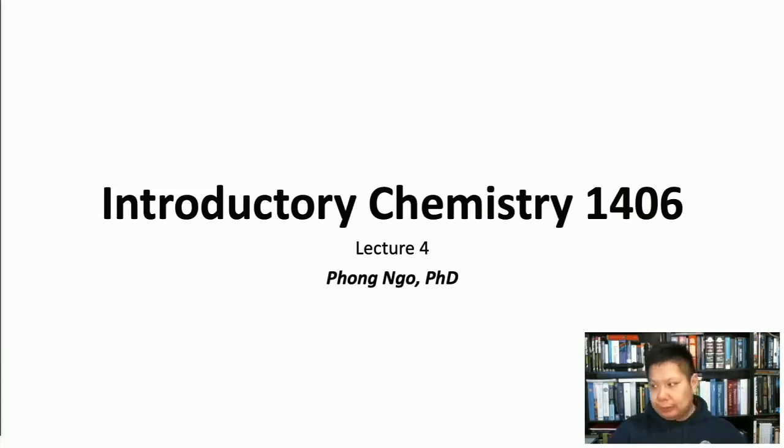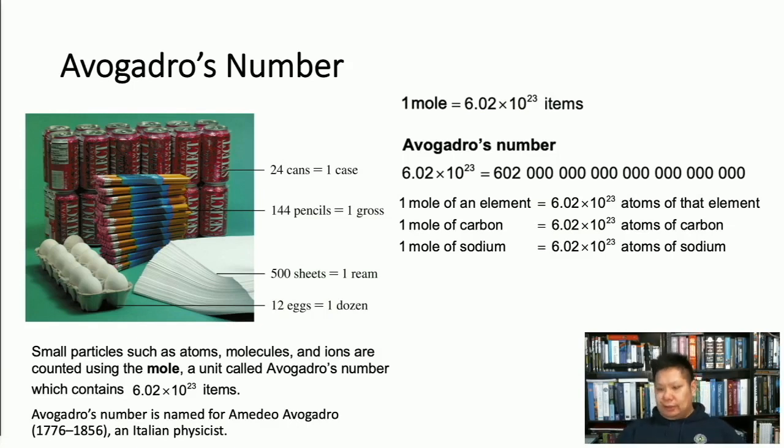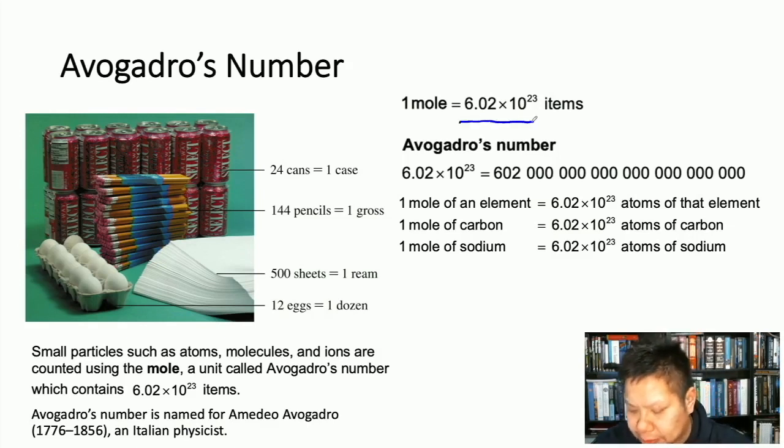So today we're going to be talking about Avogadro's number, which we talked about a lot before when we were talking about constants and all these other things, right? But the thing to really take away from Avogadro's number is that it relates to the mole, right? So 1 mole is equal to 6.02 times 10 to the 23rd items. That's Avogadro's number. Avogadro's number is 6.02 times 10 to the 23.